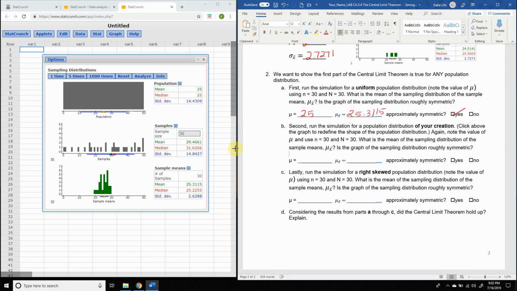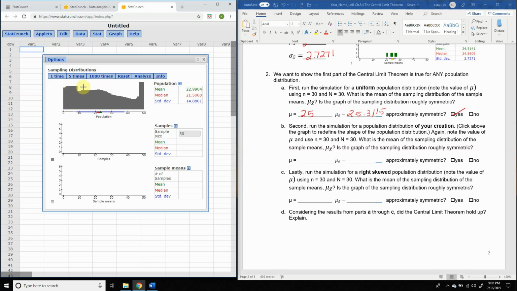Okay, we'll reset here. In part B, we want to run the simulation for a population distribution of our own creation. Now, what this means is that I'm just going to kind of click and drag around in the top plot here, right? So if we click and drag, we can make any looking graph that we'd like, but whatever your picture ends up being, just make a quick note of what the mean is. So for me, it's 24.1676, and then run it again.